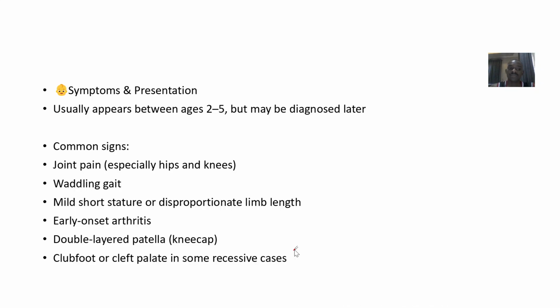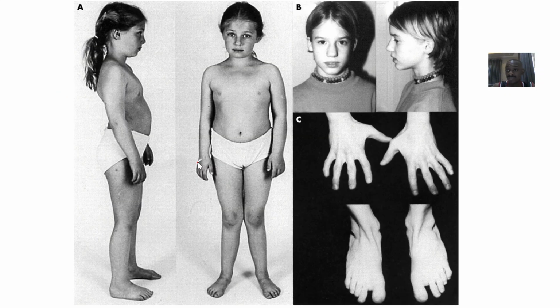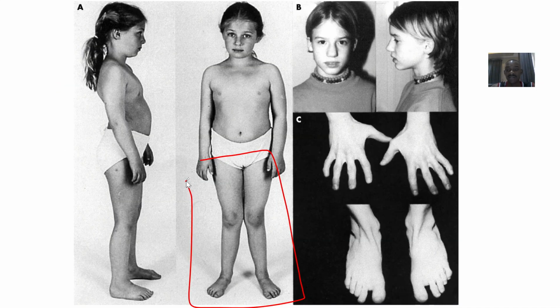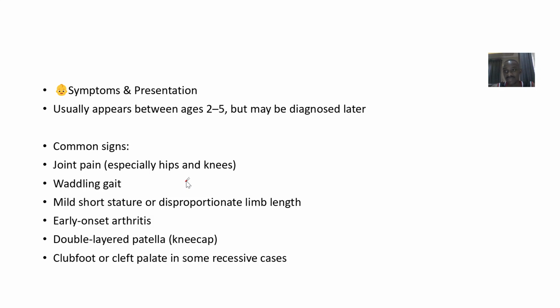Symptoms and presentation usually appear between 2 to 5 years. Alright, the common signs are joint pain, a waddling gait, and short stature or disproportionate legs. You can see that this leg is not really proportionate with the body of the girl. There's early onset arthritis, a double layered patella, and clubfoot or cleft palate in some recessive cases.